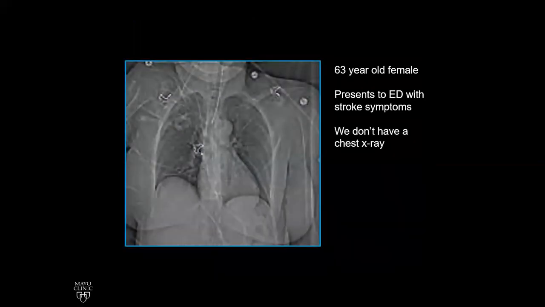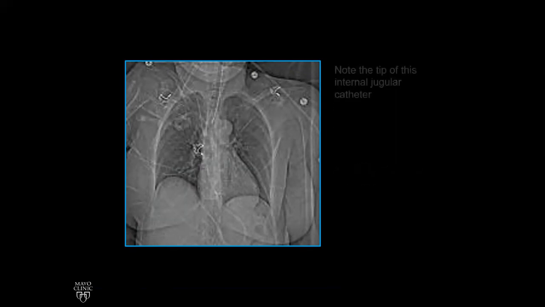Here's a 63-year-old female who presented to the emergency department with stroke symptoms, and we don't have a chest x-ray. She just went straight to CT scan. So we have this scout radiograph from her CT scan. This isn't a radiograph, this is a scout image from a CT scan. So you notice this internal jugular venous catheter, it runs like that. Okay, and that's too low.